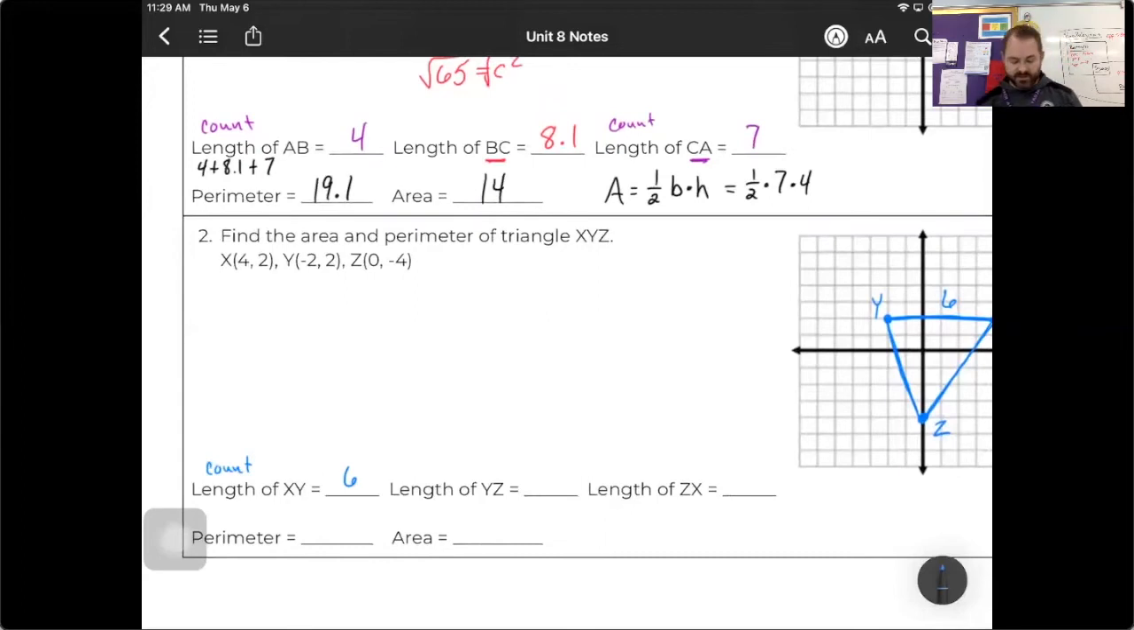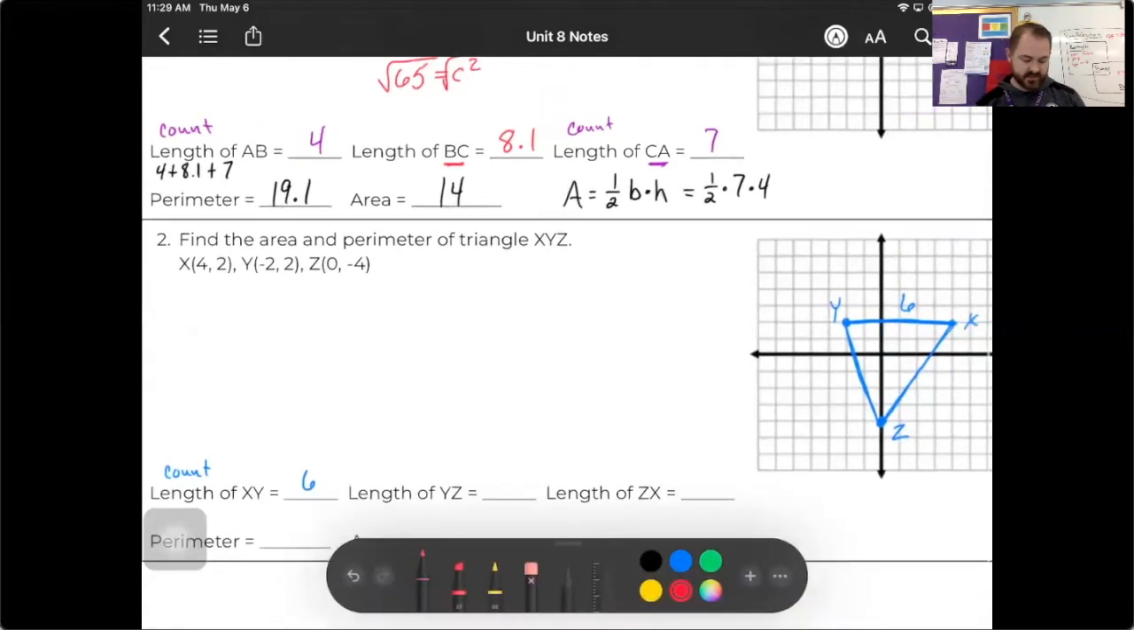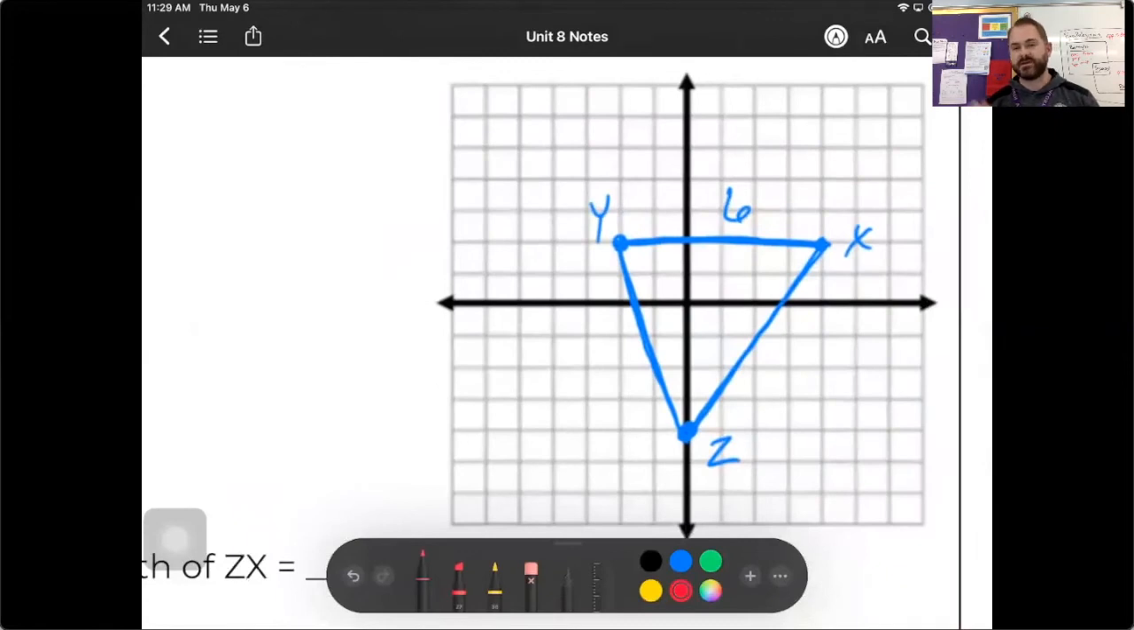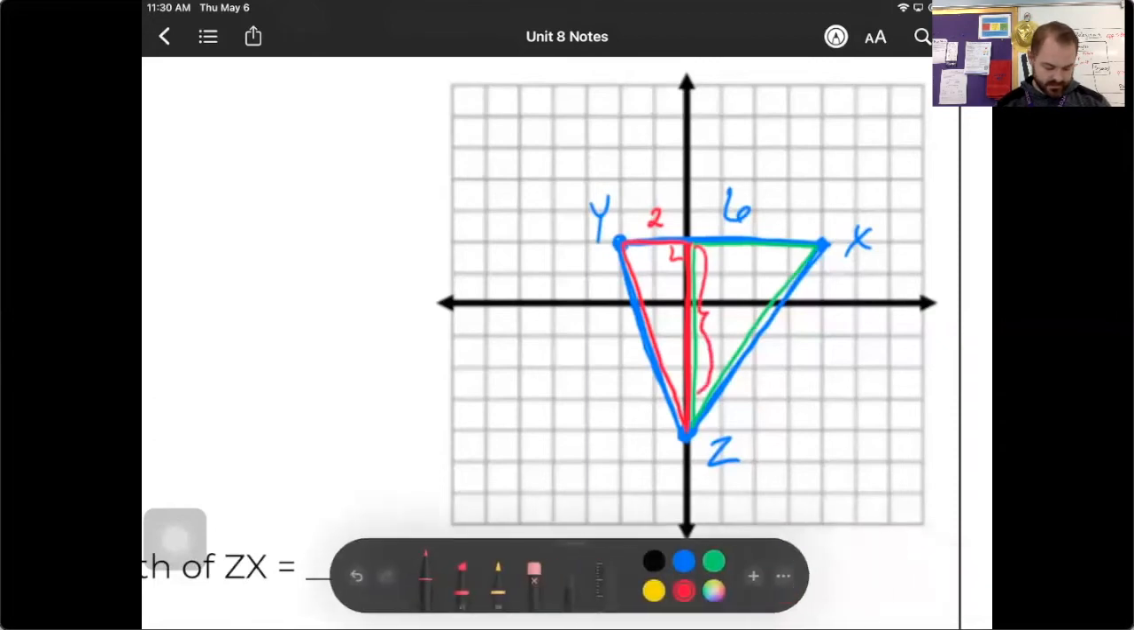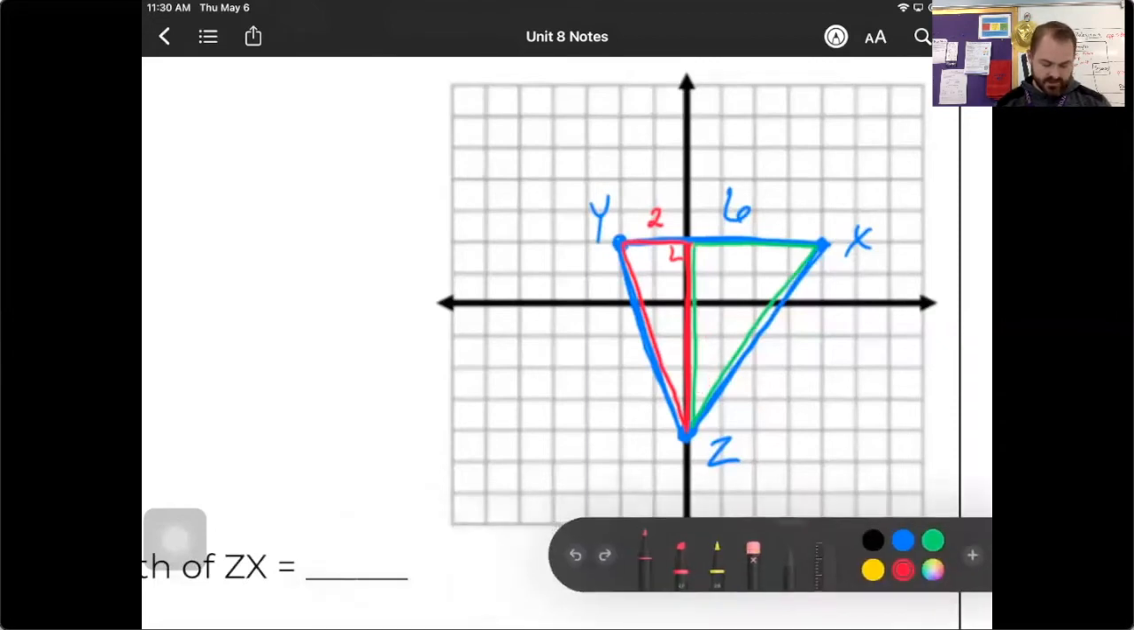But to find these other 2 lengths, here's what I want you to do. I want you to think of this as 2 right triangles kind of stuck together. If I draw this segment and split the triangle vertically like this, you'll notice that creates a right triangle here. And then it also creates a right triangle here. So I can use the Pythagorean theorem here to find those other 2 sides. Okay, I can find YZ by using the Pythagorean theorem. One leg of that right triangle is 2. The other leg here in the middle is 6, if I count.